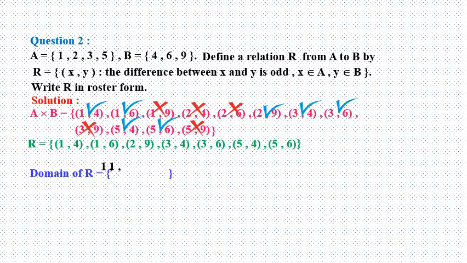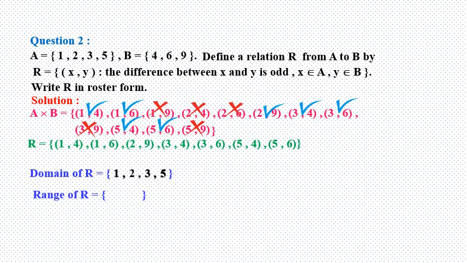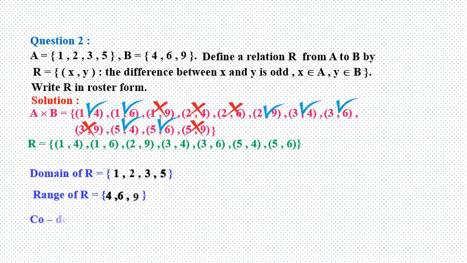Again we go for the domain here. First entries form the domain, and the second entries we can call the range. This is my second entries, and the codomain is the set of all elements present in the second set, 4, 6, 9 only. I hope you are enjoying and understanding all the problems properly.